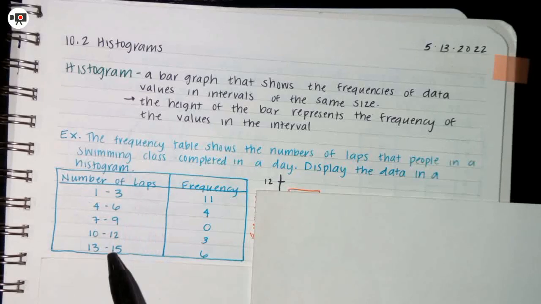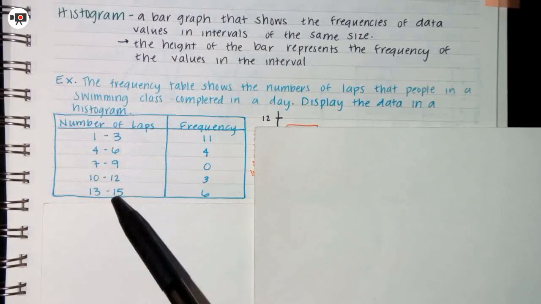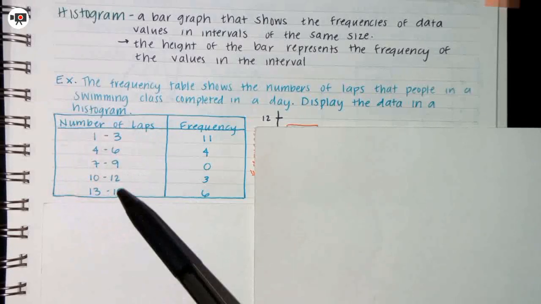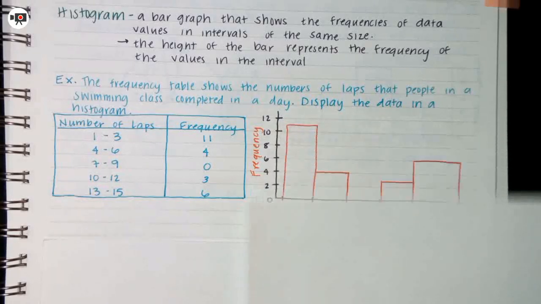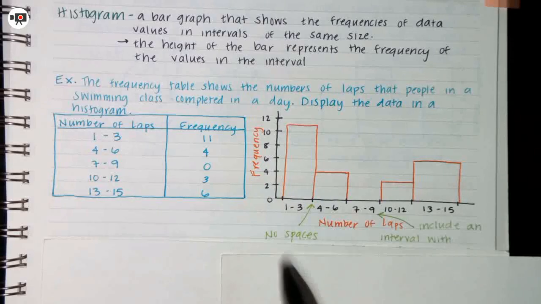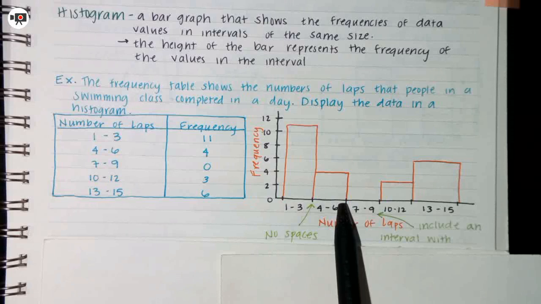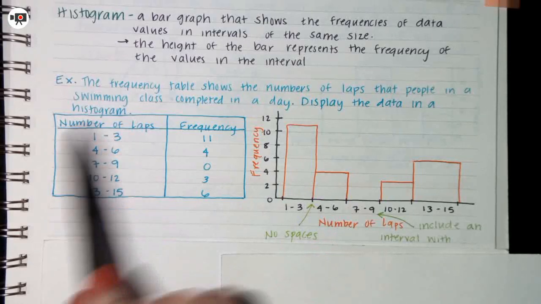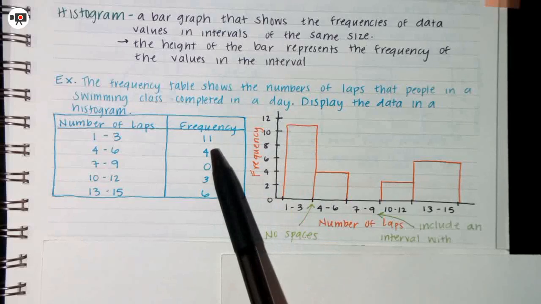So I'm given these intervals. And I'm told the frequency, which represents how many people in the class completed which interval of laps. So frequency goes on the y-axis, number of laps goes on the x-axis. And then my intervals across the bottom, the sections of how big each bar is given by the intervals in the table. The height is the frequency.